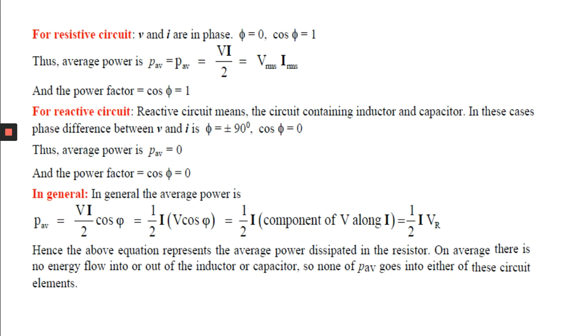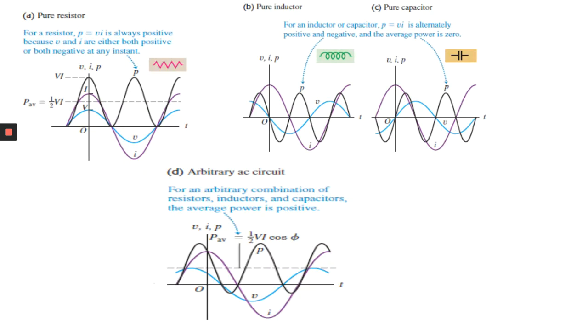But whatever it may be, your cos phi is 0. So what is the average power? Average power is 0. So in case of a pure inductive circuit or pure capacitive circuit, the average power is 0, as the power factor is 0. But in general, we can write the average power as VI by 2 cos phi. Now here some graphs are there to represent the case of pure resistor, pure inductor, pure capacitor and an arbitrary AC circuit.